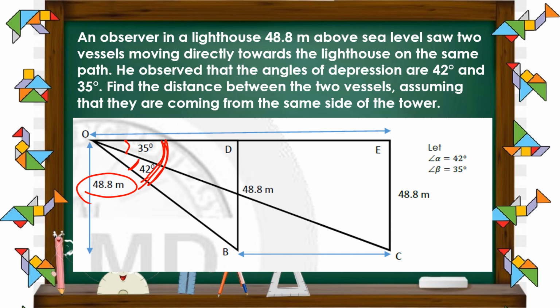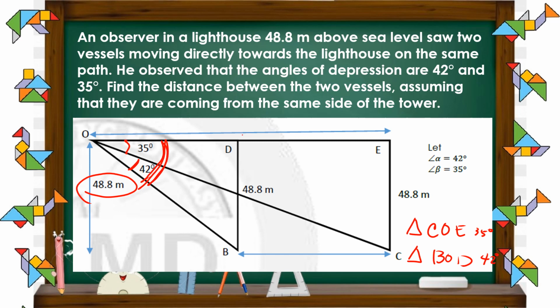So we're going to have two right triangles involved here. Let me name those two right triangles. We have the triangle COE, which is the 35 degree angle, and we have the triangle BOD, which is the 42 degree angle.